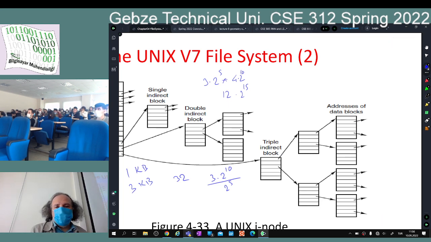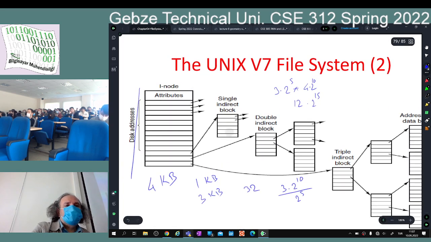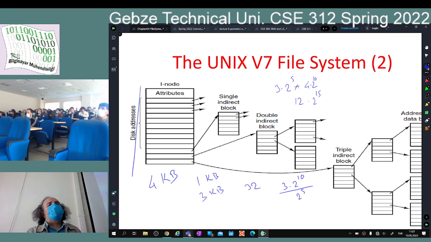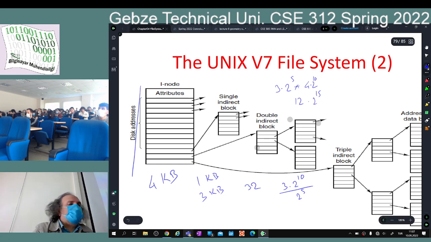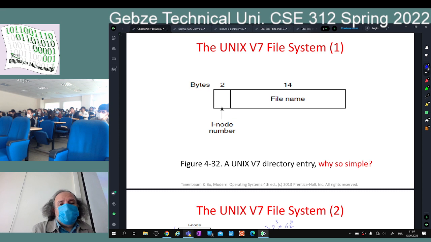Okay. So if you do the calculations, I can address gigabytes of file space that way. So it is simple, but it can do anything that you like. And if you like to keep very small files, then it's okay. You don't use the single indirect block or the double or the triple indirect block. It's very simple. But if you like to keep gigabytes of data in your file, then this one is okay with that too. Again, invented in the 1960s, 70s maybe. Very simple structure. It can do whatever you want with your file system.